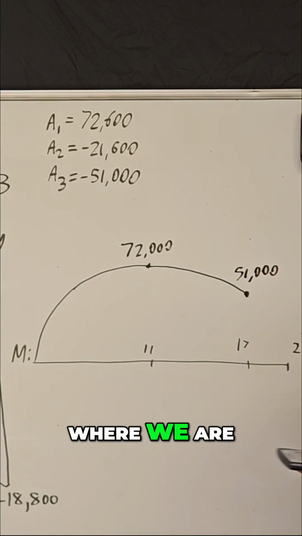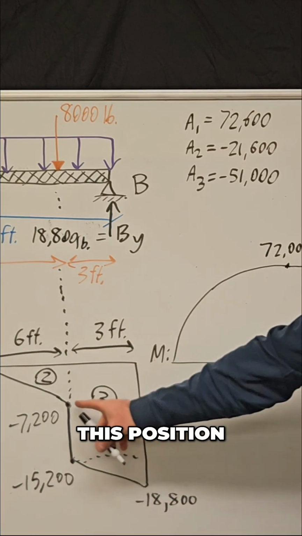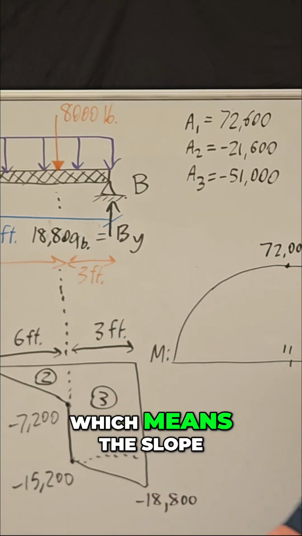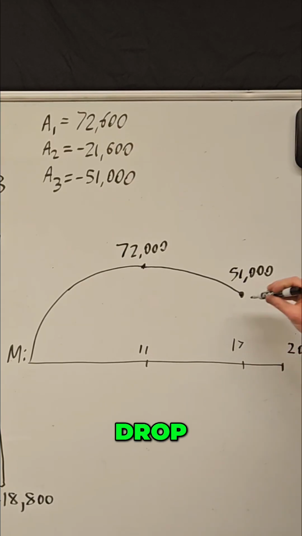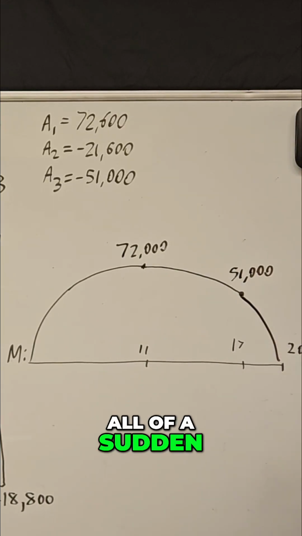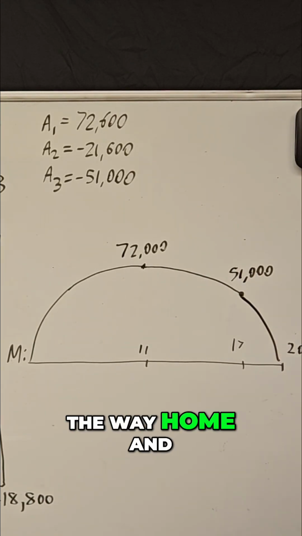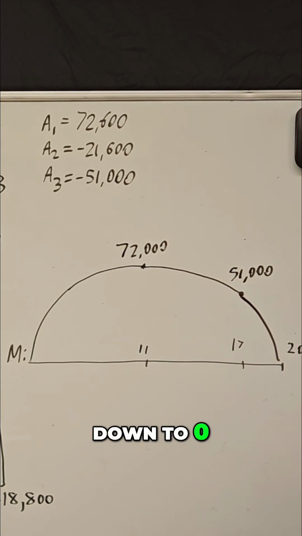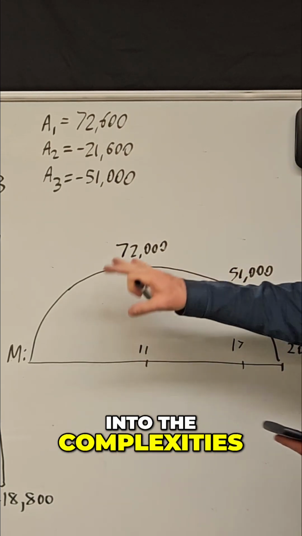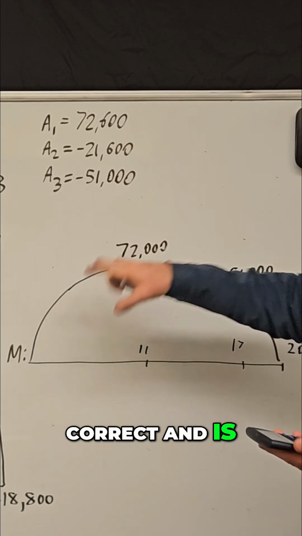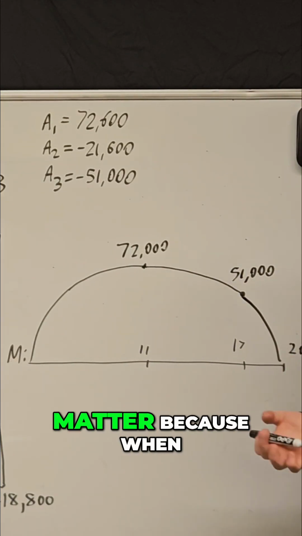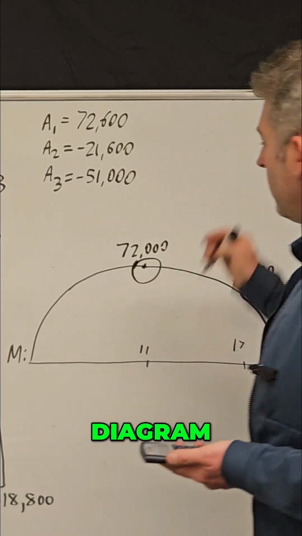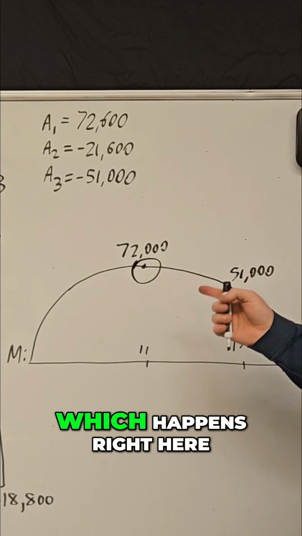So now that's where we are. And then what happens? Suddenly this position drops a lot, which means the slope does a quick drop. So we get a very steep slope all of a sudden, and that's going to take us all the way home, and it's going to drop by 51,000. So we go down to 0. Now, you could get into the complexities of whether my slopes are correct and whether the curve is drawn right. It doesn't really matter because when we draw a moment diagram, we're looking for the maximum moment, which happens right here.